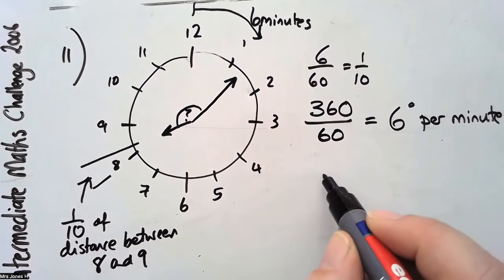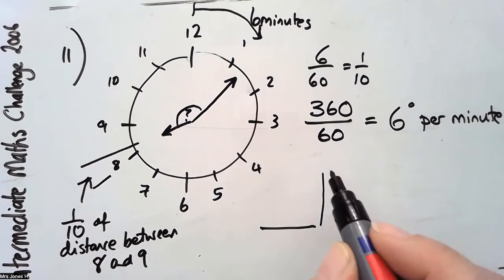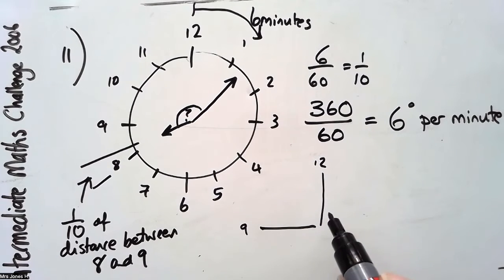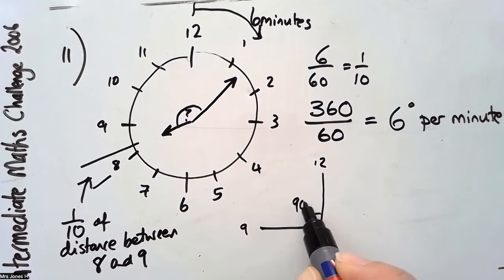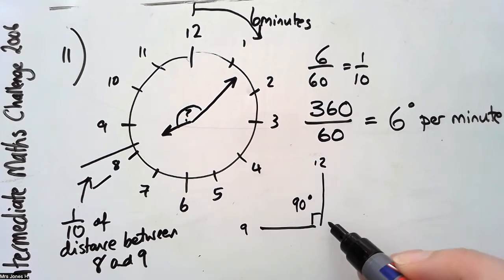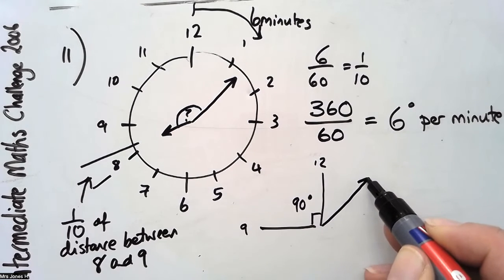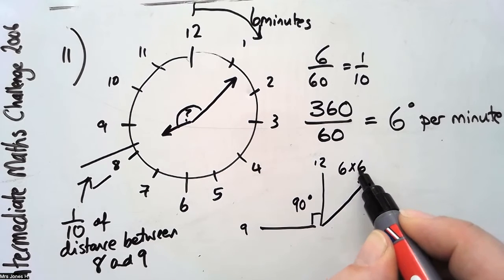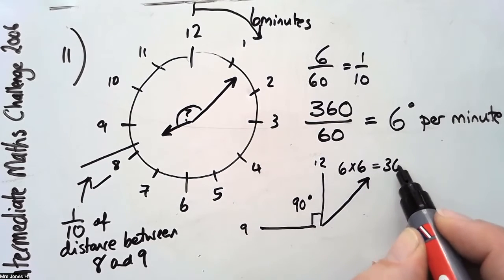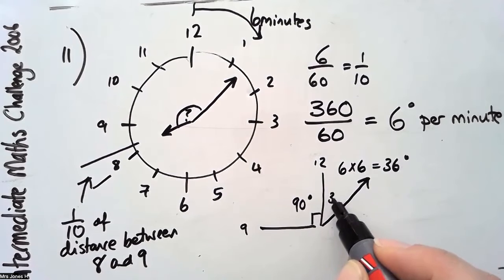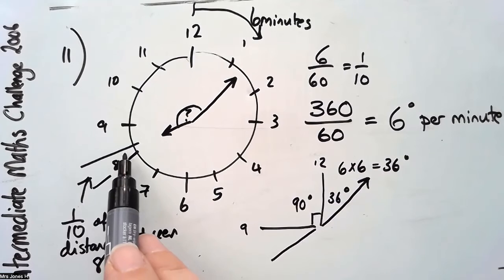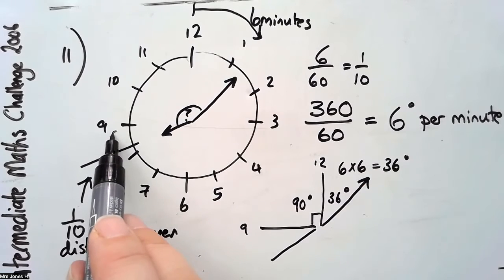So what we've got here, if we looked at 12 o'clock and we looked at 9 o'clock, we know we've got 90 degrees in here. If we're looking at the minute hand here, we've got 6 multiplied by 6 minutes. So we've got 36 degrees in here. So this one's 36 degrees. And then here, this is 1/10, therefore this is 9/10.